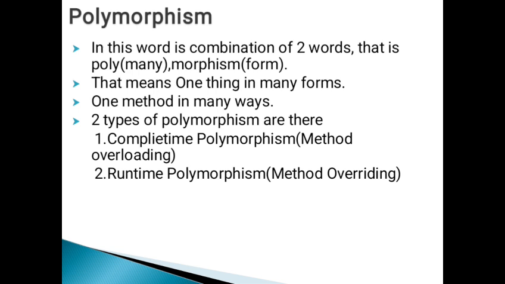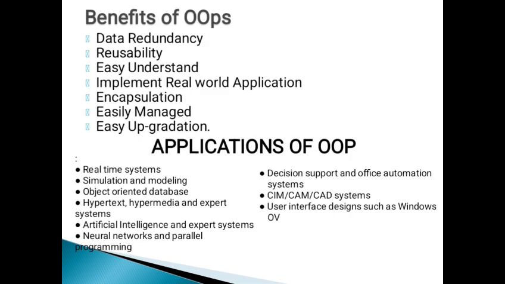There are two types of polymorphism available. One is compile time polymorphism and the other is runtime polymorphism. Compile time polymorphism means the decision about which method will be called is made during compilation time. The best example of this is method overloading. Runtime polymorphism means the decision about which method will be called is made during execution time. The best example is method overriding.